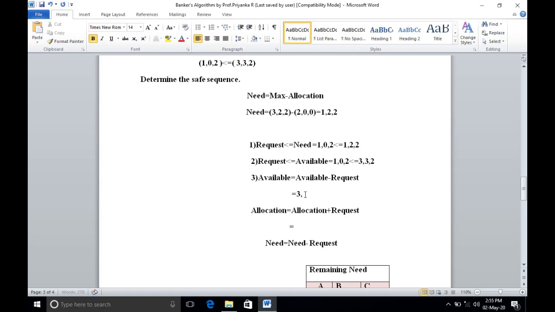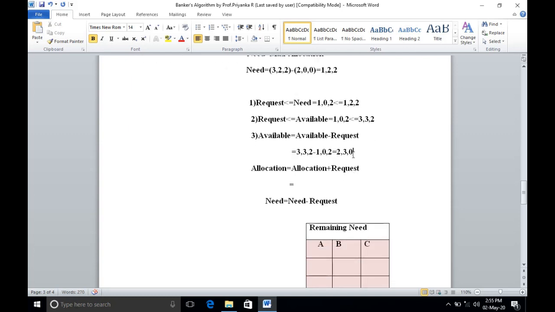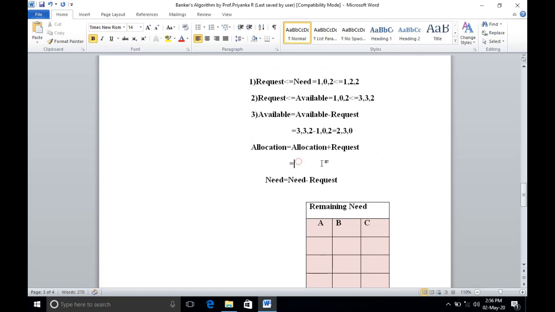So available is 3, 3, 2 minus the request 1, 0, 2 will give us 2, 3, 0. Yes. So 3 minus 1 is 2, 3 minus 0 is 3, 2 minus 2 is 0. This is our new available, which is 230 after satisfying the request from P1. After accepting the request from P1, now we'll go for calculating allocation.